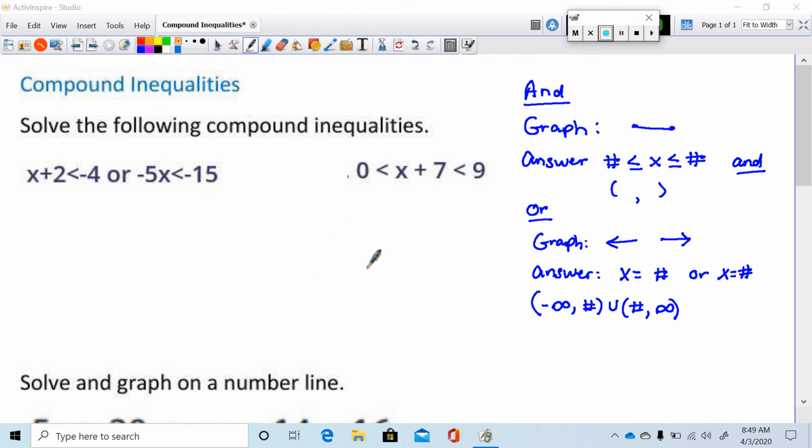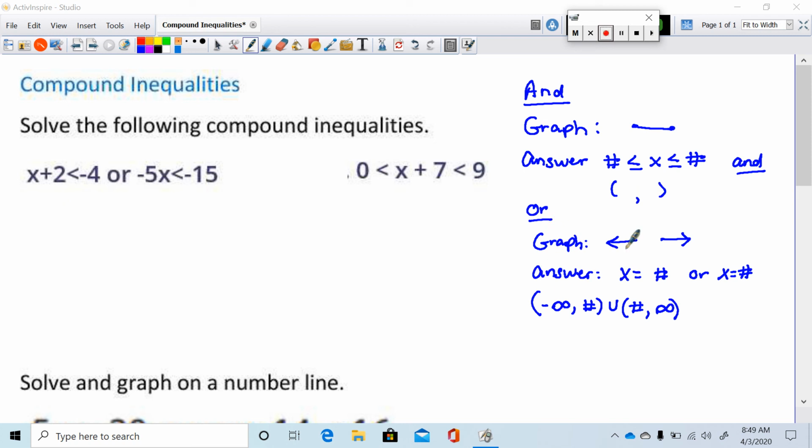For compound inequalities, it really depends on whether it says and or. If it's an and situation, your graph is going to be together. And your answers could be three different ways. It could be a number with x in the middle, and these inequalities are always going to go to the left. Or it could use the word and in your answer. Or it could be an interval notation, it's just two parentheses followed by the numbers.